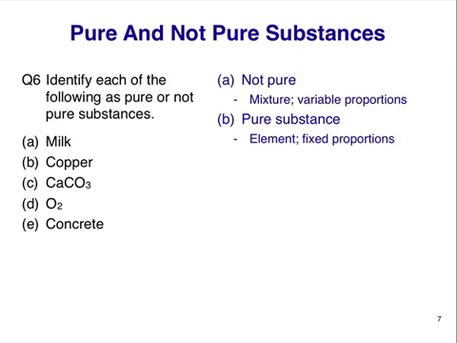Copper is made only of copper atoms. It cannot be made any other way, and its composition cannot change. A fixed composition means it's a pure substance. Remember, all chemical elements are pure substances.